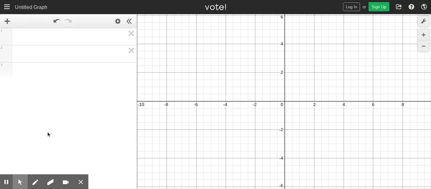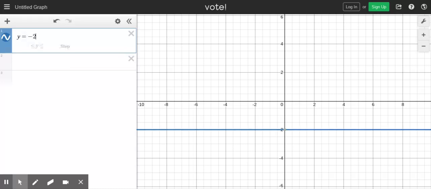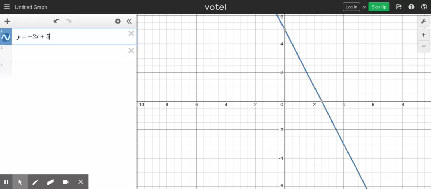All right. So we're going to talk about linear, which is a line. y equals mx plus b is the standard form, and it makes a straight line. If I were to do y equals negative 2x plus 5, say, you can see that this graphed my line for me. That's why it's so nice to have this graphing calculator.